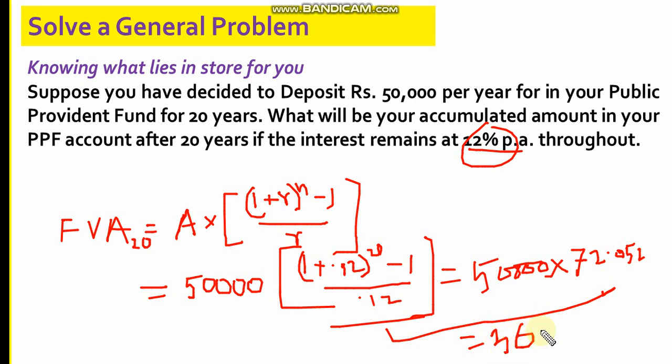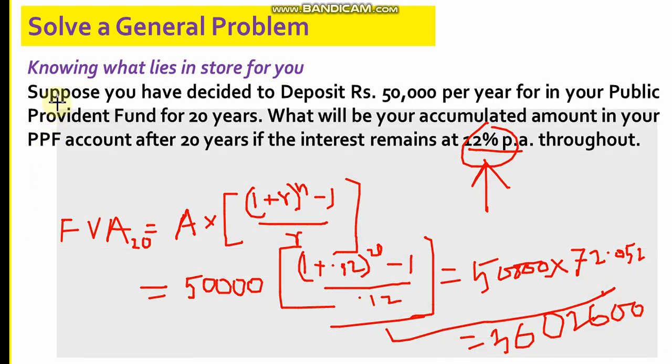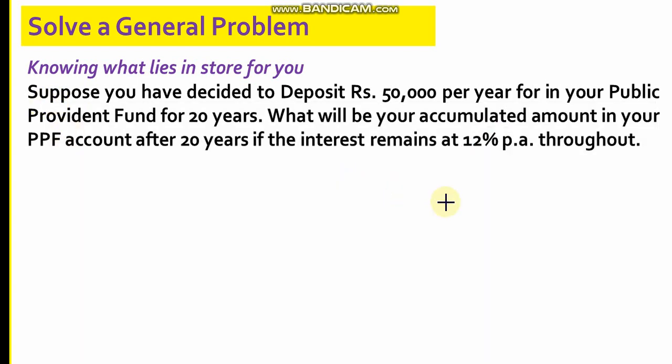Once you calculate, 36 lakhs 2,600, right? So if you deposit this amount for 20 years, and your deposit earns 12% rate of interest, then after 20 years the future value will become 36 lakhs 2,600. So this is how we first understand what type of problem it is, present value calculation or future value calculation, and then go for the calculation.